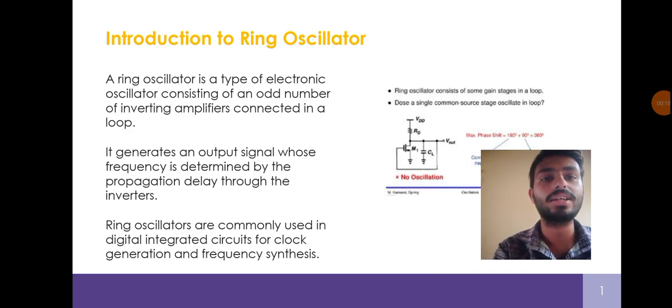A ring oscillator is a type of electronic oscillator consisting of an odd number of inverting amplifiers connected into a loop. It generates an output signal whose frequency is determined by the propagation delay through the inverters.